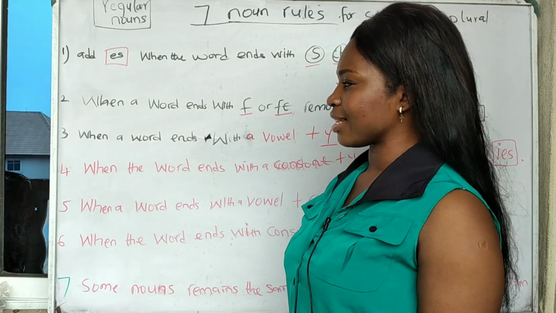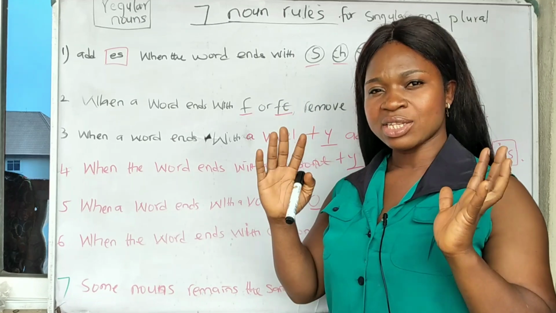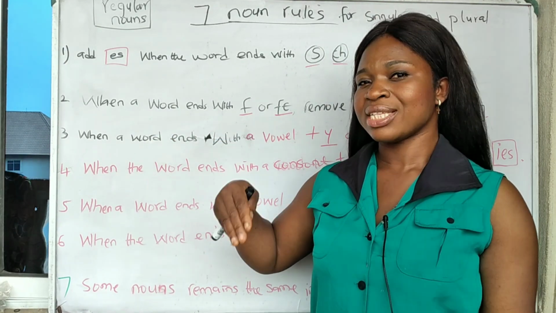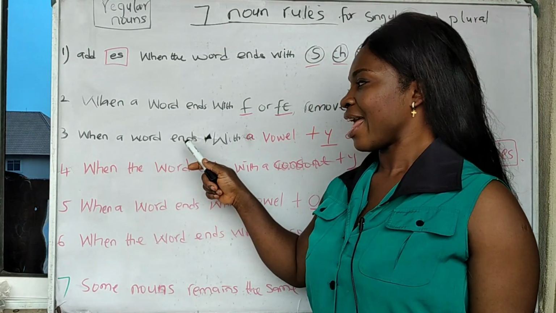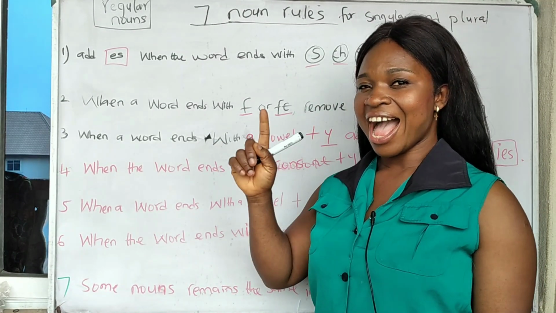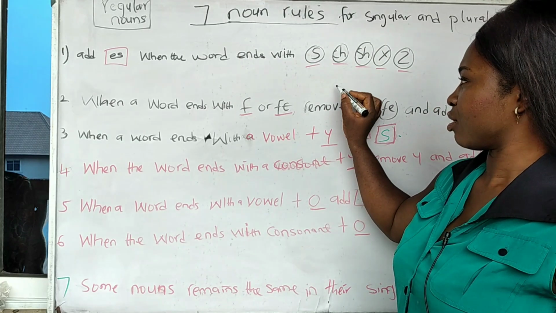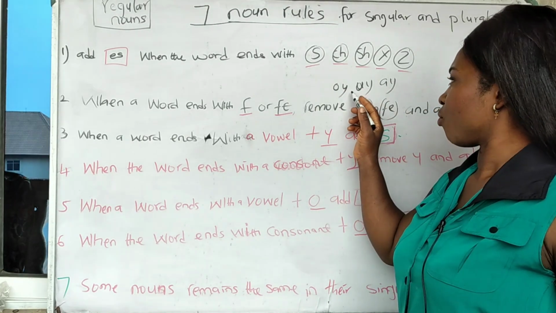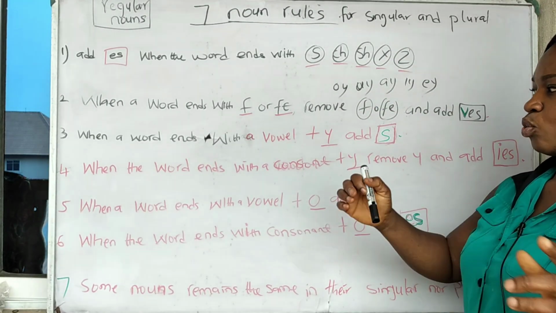Rule number 3 says that when a word ends with a vowel plus y, assuming a word ends with oy, that means it's ending with a vowel. The o there is the vowel, then the y. We know what a vowel is. We have 5 vowels in the English language: a, e, i, o, u. So if it ends with any of the vowels plus y, like oy, uy, ay, iy, or ey, that is what this is referring to.